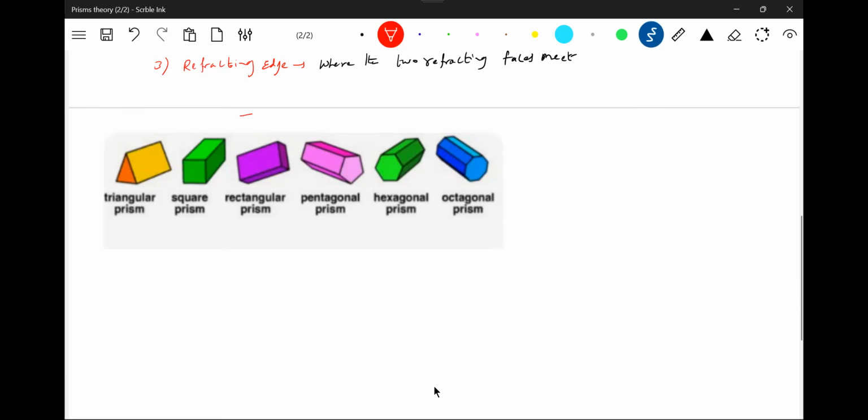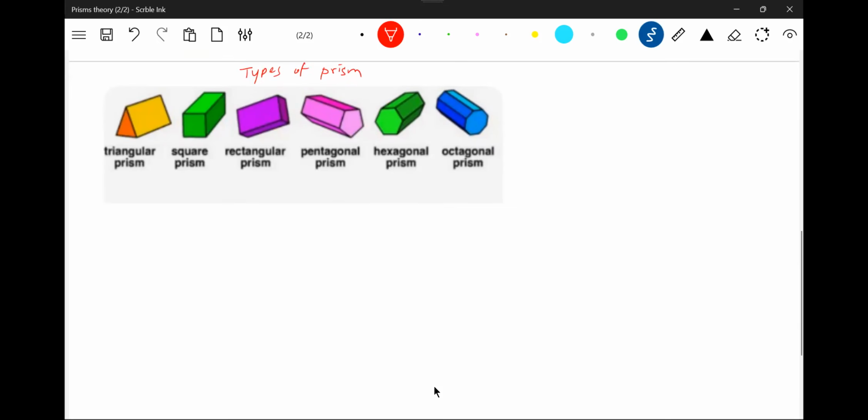So types of prism. Usually what we discuss is related to our syllabus. Okay, fine. So we will discuss this one. Square prism, rectangular prism, pentagonal prism, hexagonal prism, octagonal prism. It can be any prism.